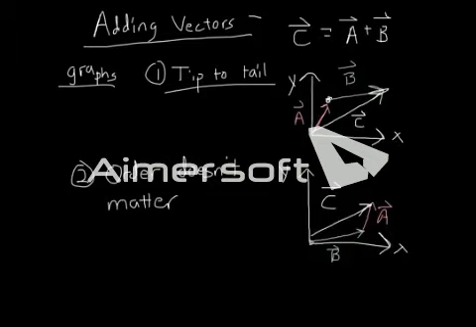So what this means is that this is a commutative law of addition. That means vector a plus vector b is equal to vector b plus vector a.